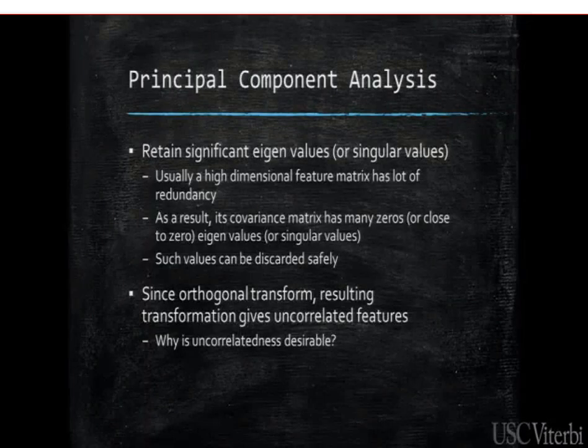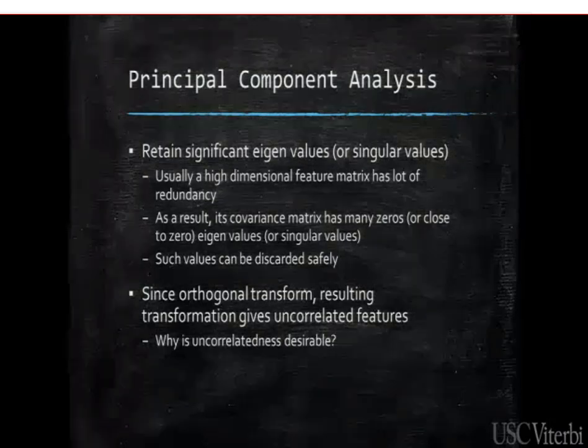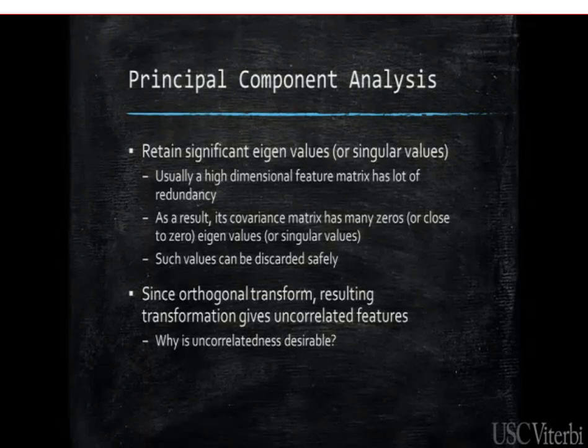How does this reflect in terms of eigenvalues? When there is a lot of linear dependency in the vectors, the eigenvalues will be 0 or close to 0. So you can ignore those eigenvalues, and that's how you can reduce the dimensionality and make a transform.